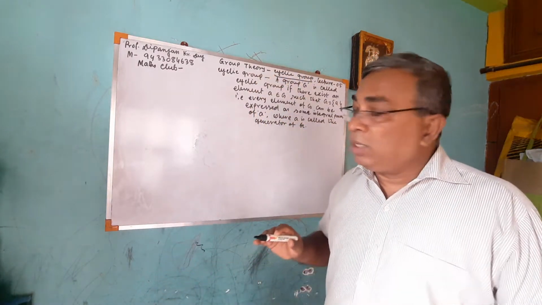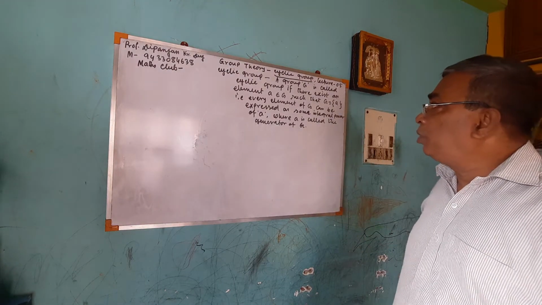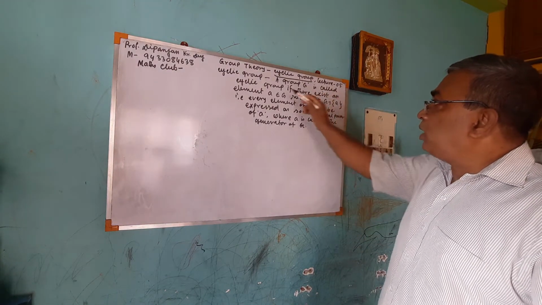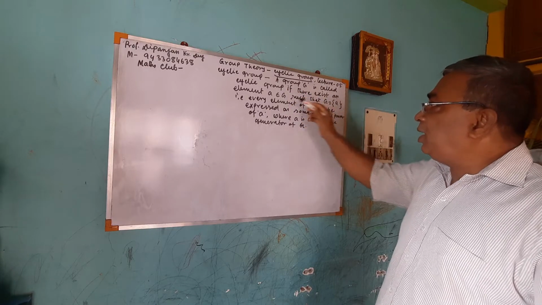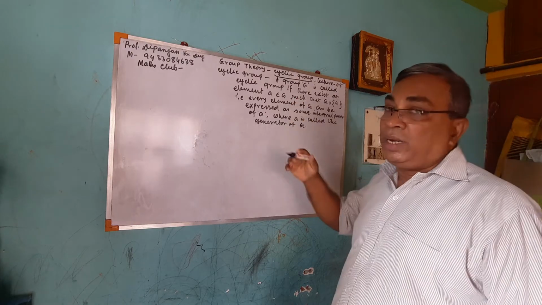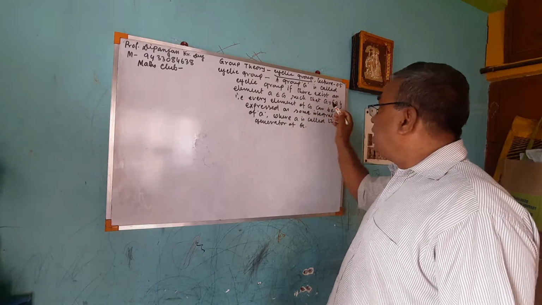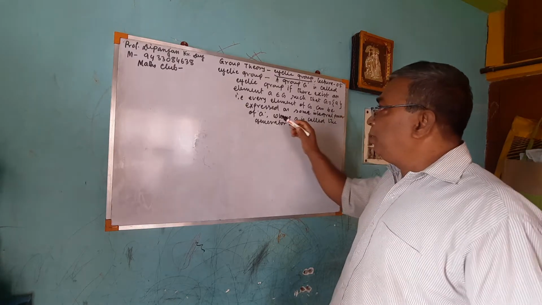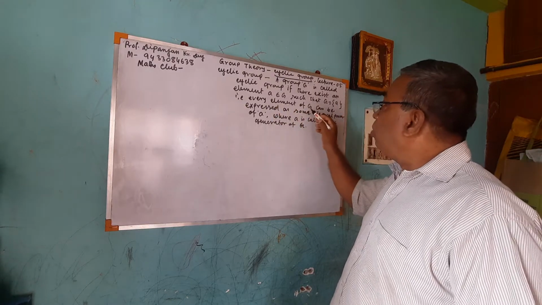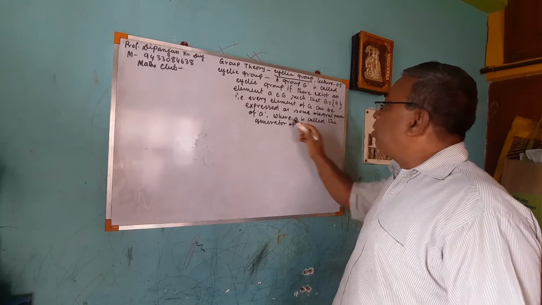So let's start. What is a cyclic group? A group G is called a cyclic group if there exists an element a belonging to G, such that G equals the set generated by a. Every element of G can be expressed as some integral power of a.